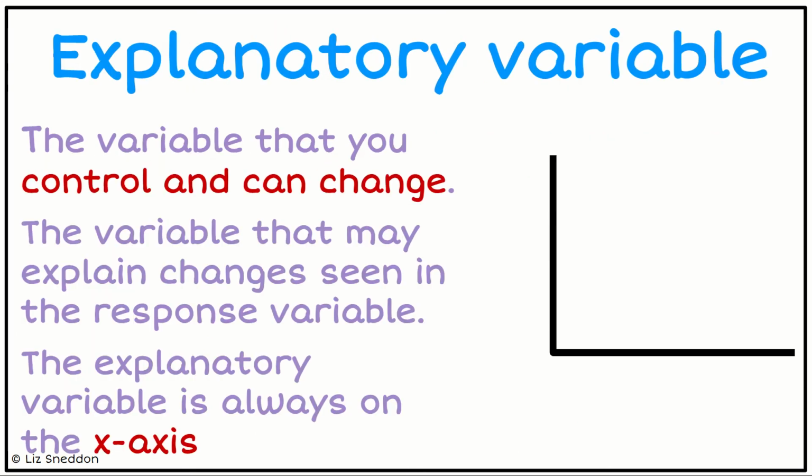So we'll start with the explanatory variable. This is the variable that we can control and can change. So that's the one where it explains the changes that we see in another variable. So that's why it's called the explanatory, because it's explaining changes in something else. And the explanatory is always on the x or horizontal axis.